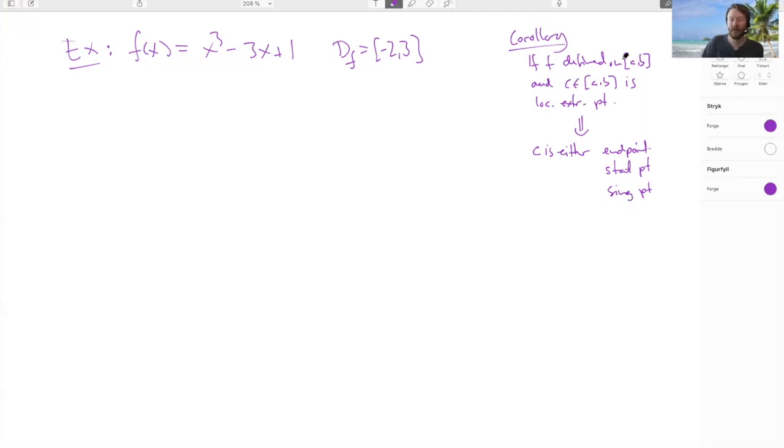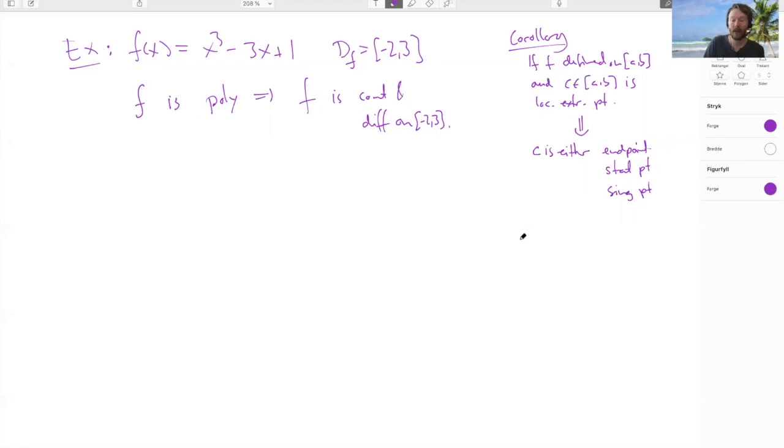Now, notice that in the way I formulate it, on a closed interval, I don't require f to be continuous or anything. But notice that f is a polynomial, which implies that f is continuous and differentiable on minus 2 to 3. What does that give us? Well, this tells us where the extreme points can be.